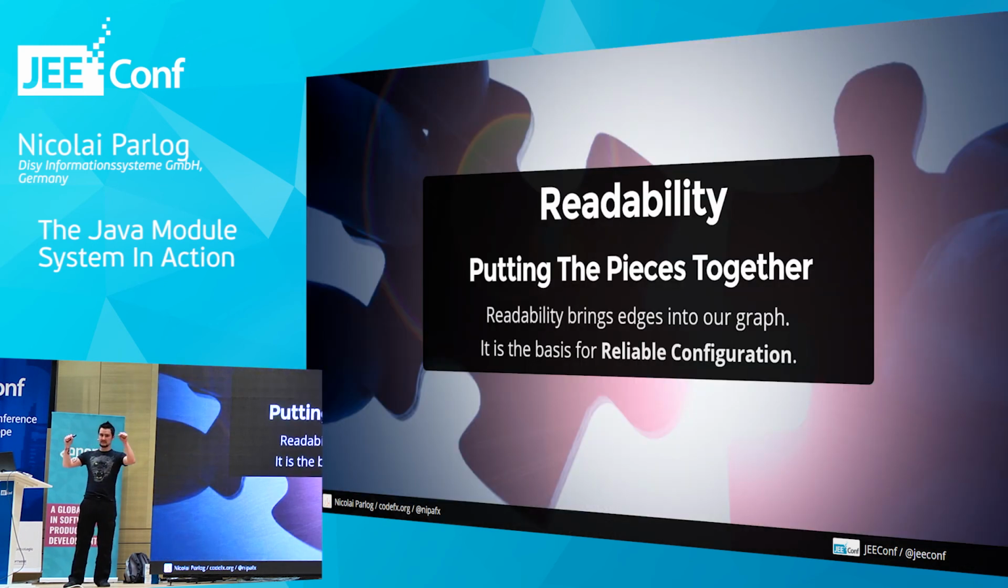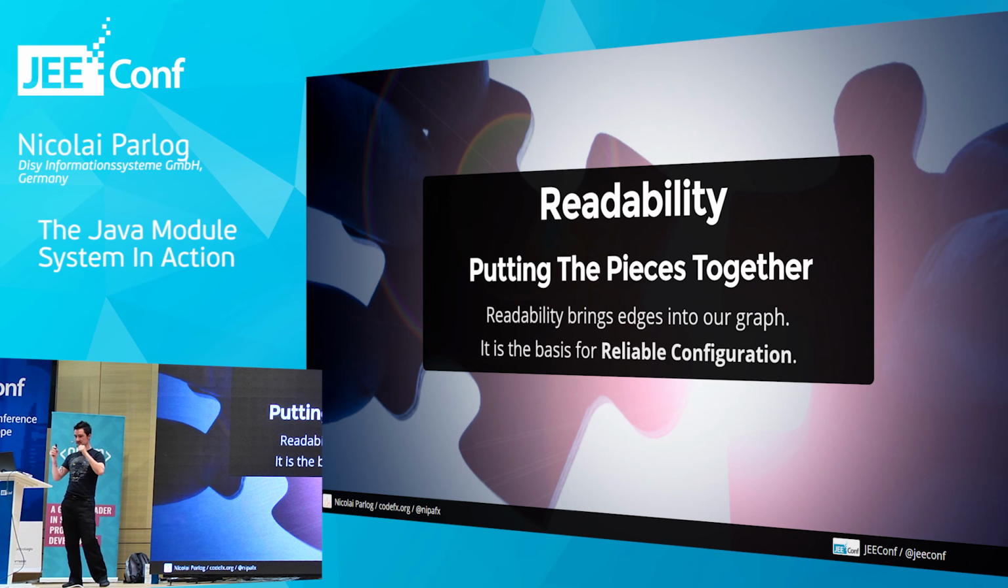Okay, so now we have these nodes. Now I want to put them together. Somehow the JVM has to connect them. And this concept is called readability. This is not a word that I came up with. It's the word that you will find in the documentation, so it's worth remembering it. And readability is the basis for reliable configuration.